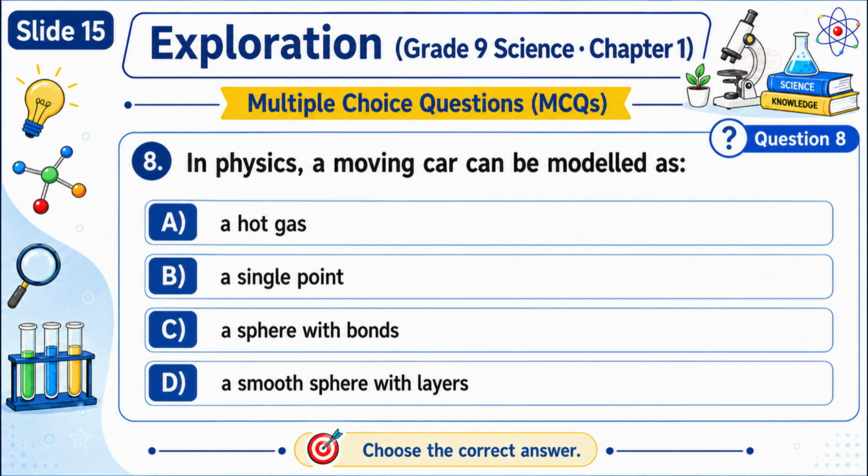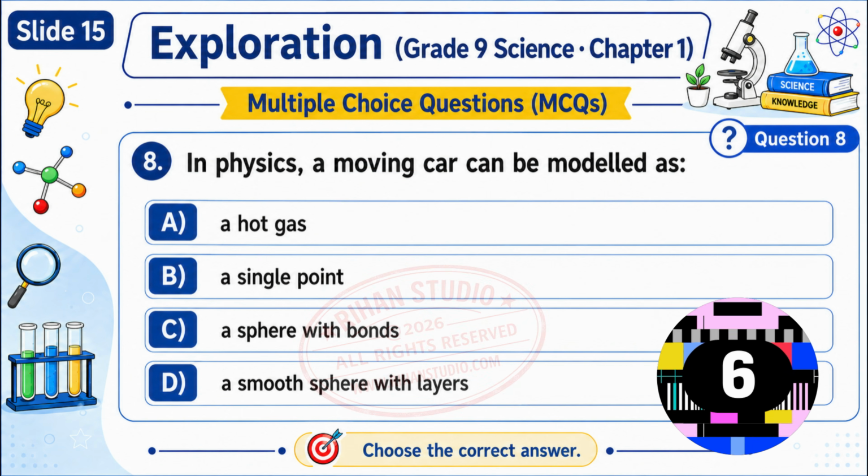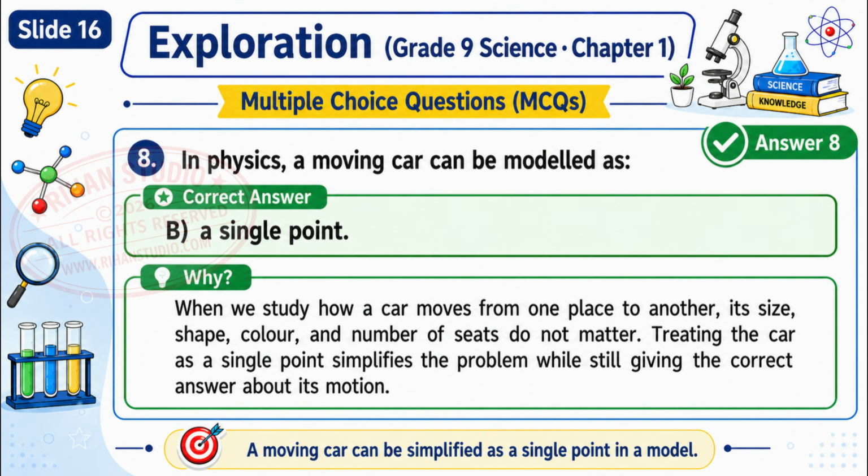8. In physics, a moving car can be modeled as A. A hot gas. B. A single point. C. A sphere with bonds. D. A smooth sphere with layers. Answer. B. A single point.